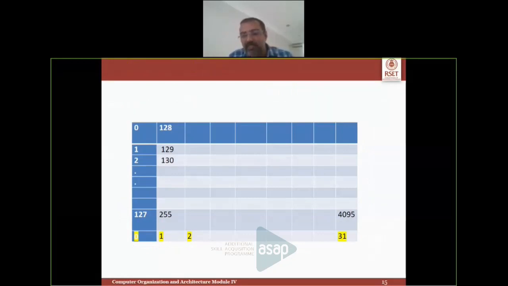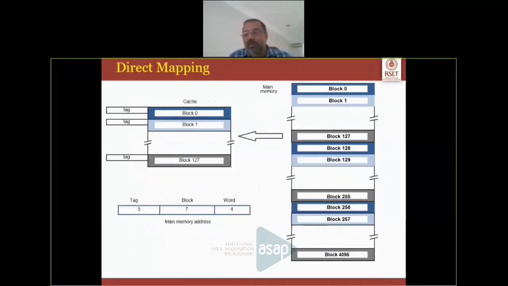So to address which among these 32, I need these 5 bits. And that is called tag bits. Hope it's clear. Let me make it very fast once again. The least significant 4 bits are used to identify which word in each block. Then the 7 bits, 2 raised to 7, that is 128, are used to identify which block it is. Then the 5 bits are the tag to identify which among these 32 it is.